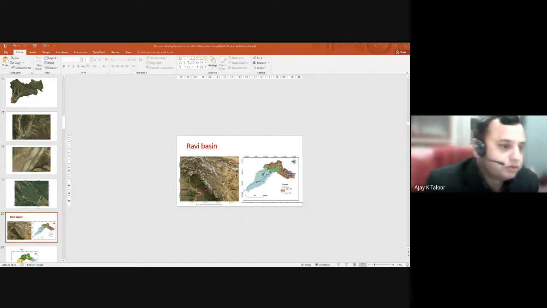So this is the Ravi basin. This is the digital elevation model of the Ravi basin. In the Ravi basin, there are two major rivers, one is Ravi, another is Ujh. We have prepared the land use, land cover map of the Ravi basin, and then there are certain indices which we are able to determine from the Landsat data, any kind of optical data, by just subtracting and adding the bands. We are able to know about the normalized difference moisture index.